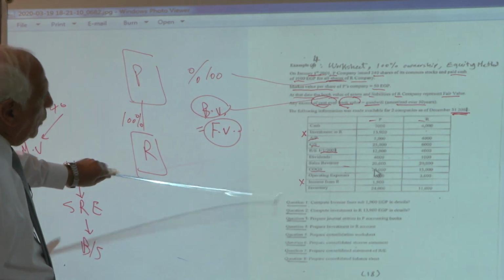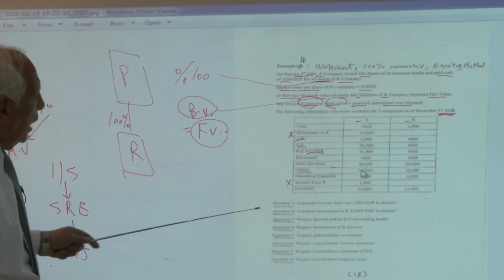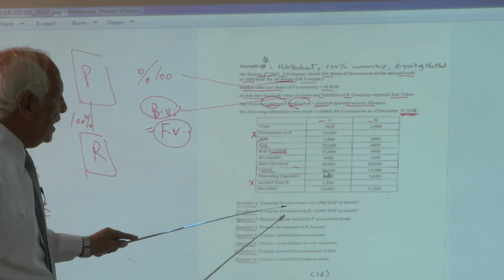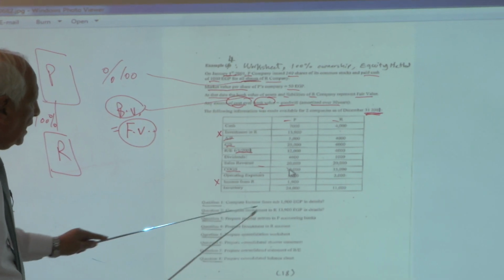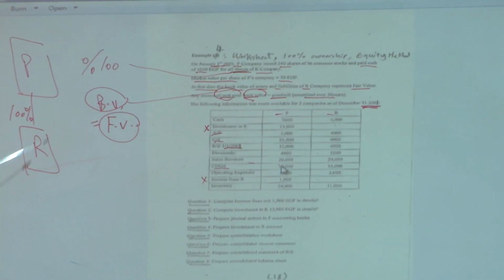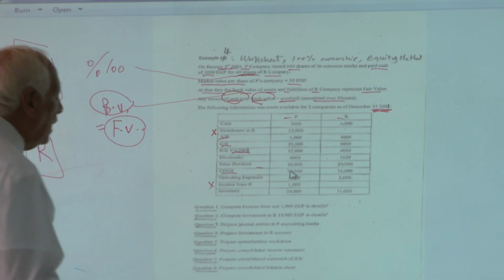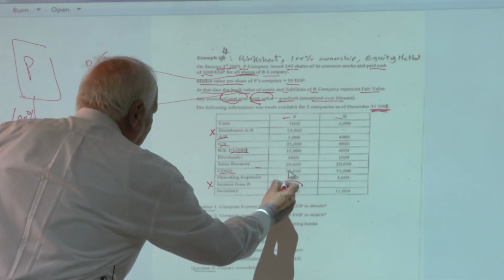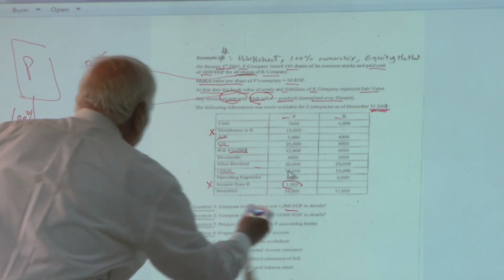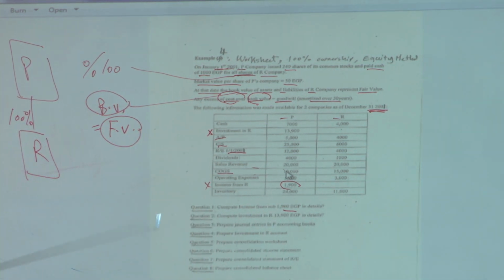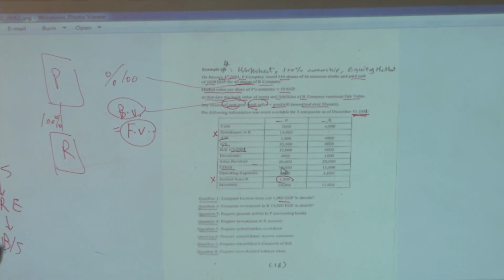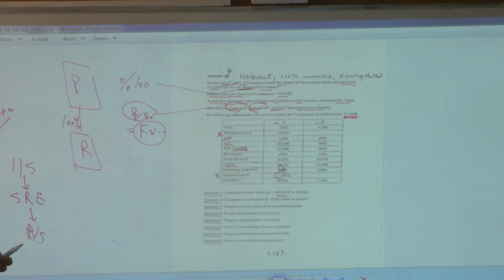Let's go to question number 1. I ask you, compute income from sub. Compute income from sub means compute income from R. Okay? That's 1,900. Show me where this number comes from. That's question number 1. I'm going to show you one by one how to do this.